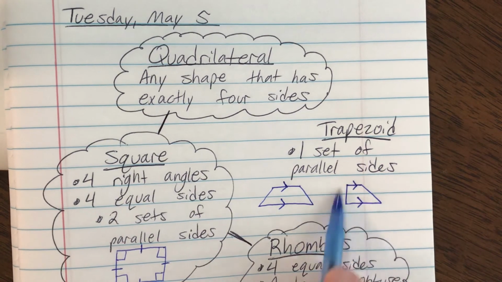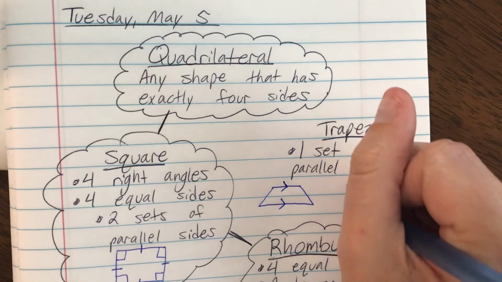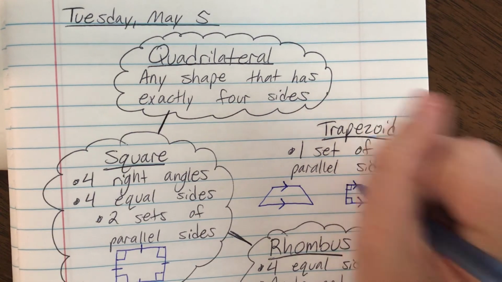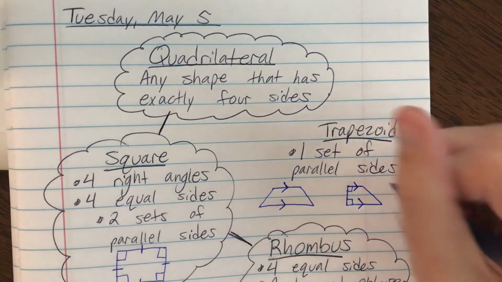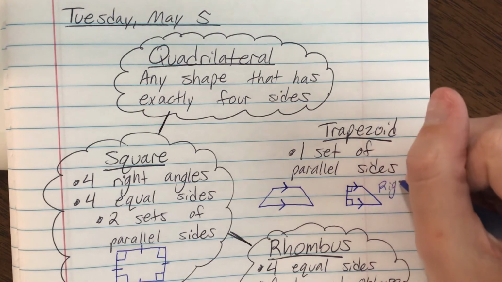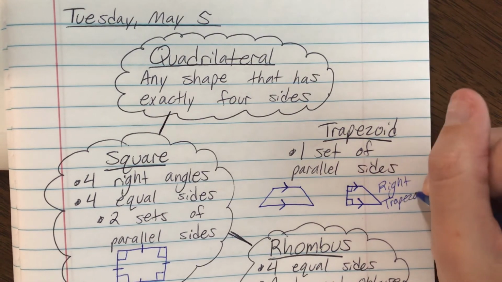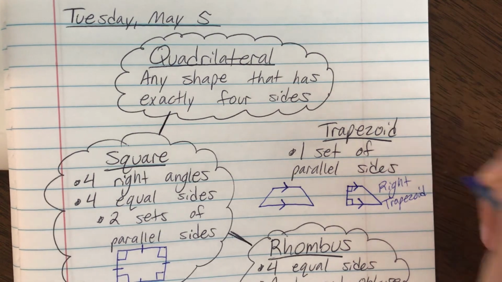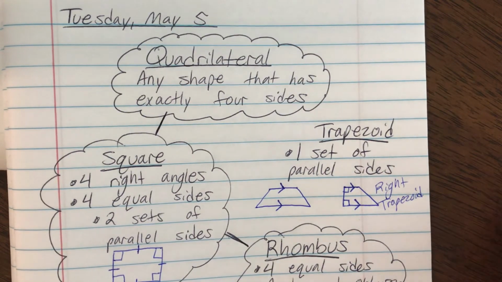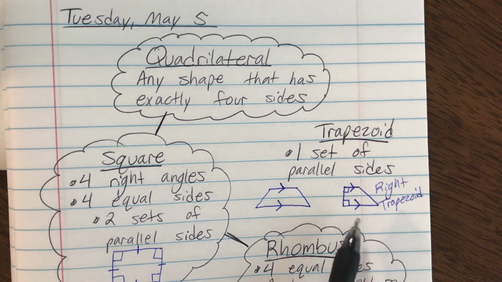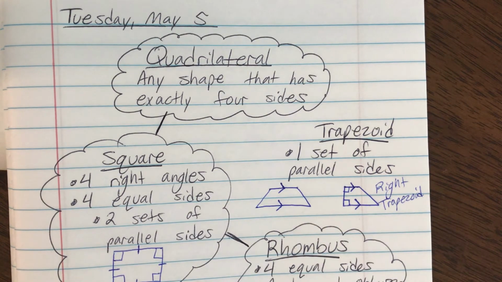This is going to be a right trapezoid because it has right angles. So this one we can label as a right trapezoid instead of just a trapezoid because it has that one little change, that one little characteristic of those right angles. When we get into our quadrilaterals a lot more, and then also when we get into our triangles, you're going to see this explanation come back again.